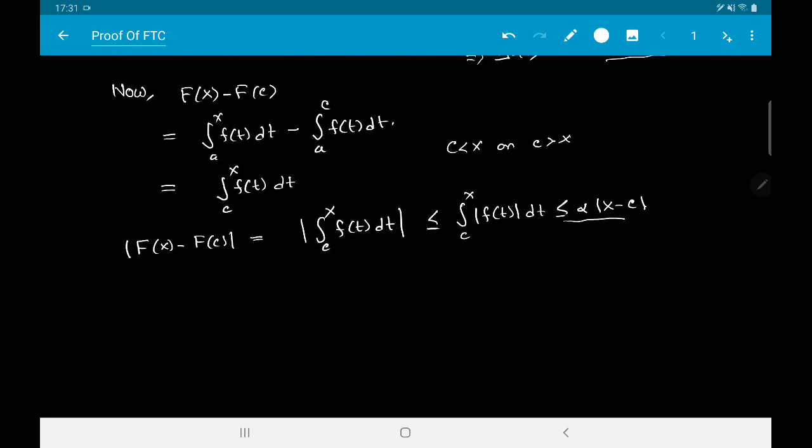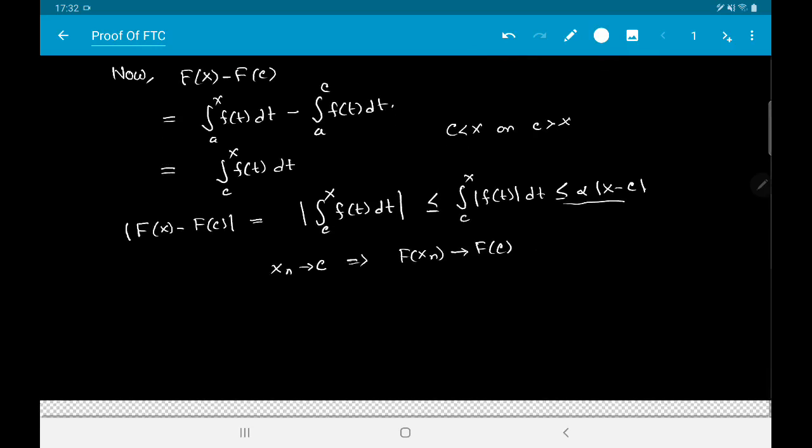So now if you take a sequence xn converging to c, then this goes to 0. That means that f(xn) minus f(c) has to be converging to 0. So this proves that this function is continuous.